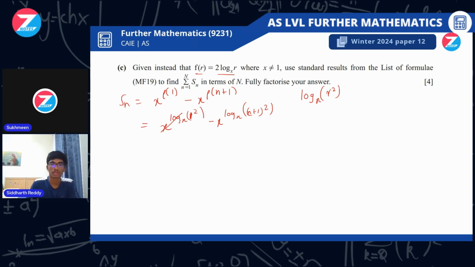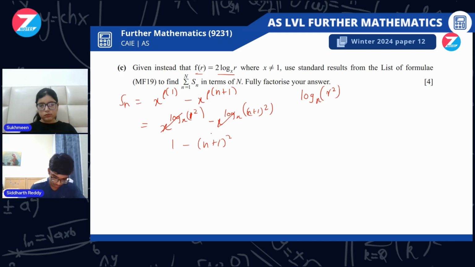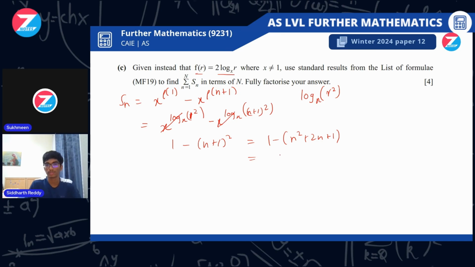So this x log x cancels and we are left with 1 minus, and again this x log x cancels and we're left with n plus 1 whole square. Okay, so this is 1 minus n square plus 2n plus 1. So this becomes minus n square. This 1 and minus 1 cancels. So minus n square minus 2n. So this is what Sn is equal to.